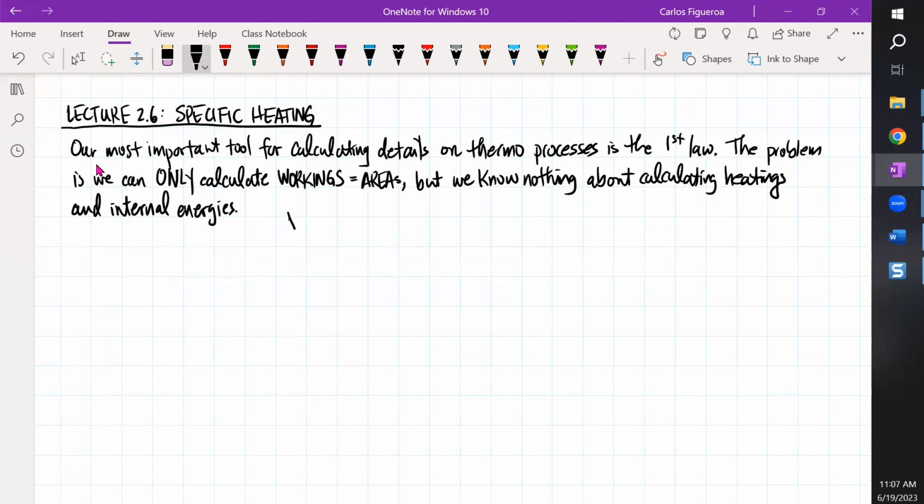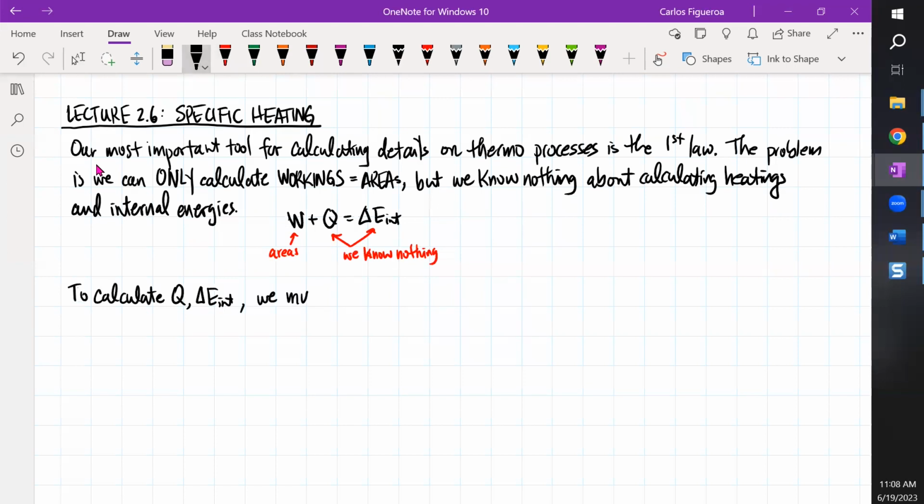So if we look at the first law, we see that we have work plus heat equals the change in internal energy. This we know because that's just calculating areas. But these two, we know nothing about calculating these guys. To calculate heat, to calculate Q and the change in internal energies, we must understand heat capacities.